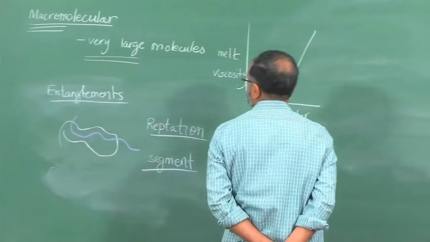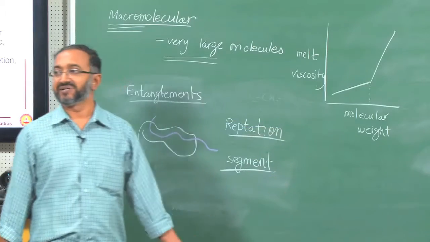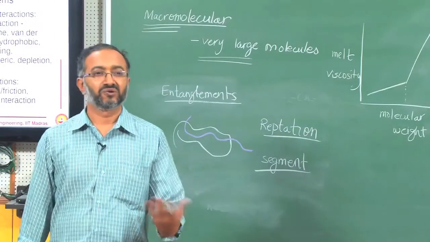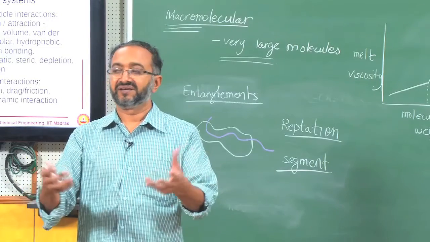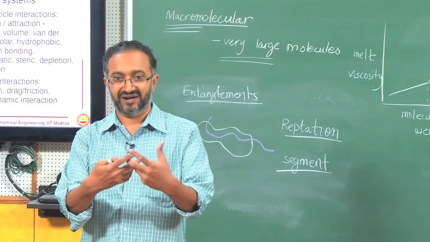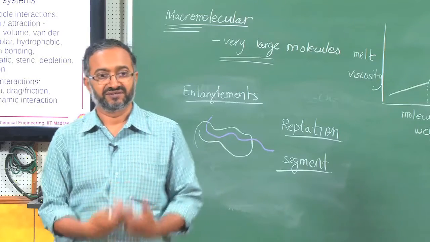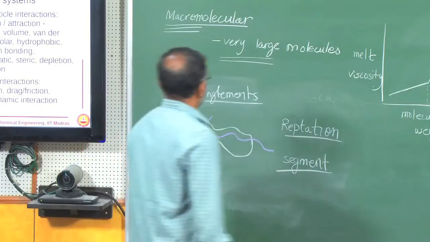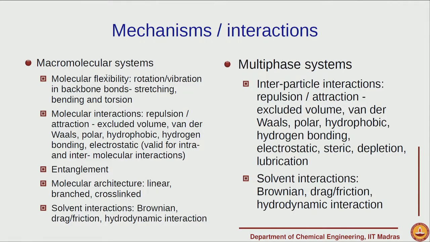So, in general if I increase the concentration also, I would see that entanglements are formed. At low concentrations, basically one molecule does not even interact with the other. Then when the concentration of polymer molecules is increased, some interaction between them will start, and then beyond a concentration they will start getting entangled with each other. So, entanglements are an important microscopic mechanism.